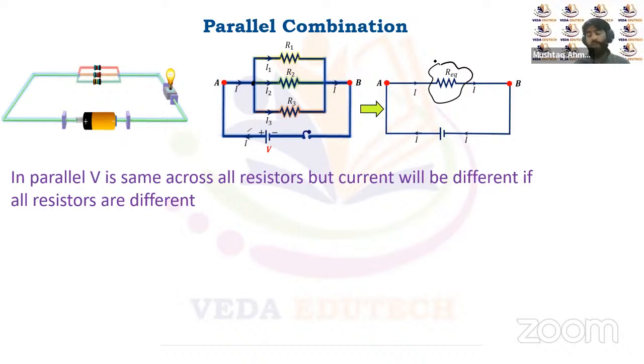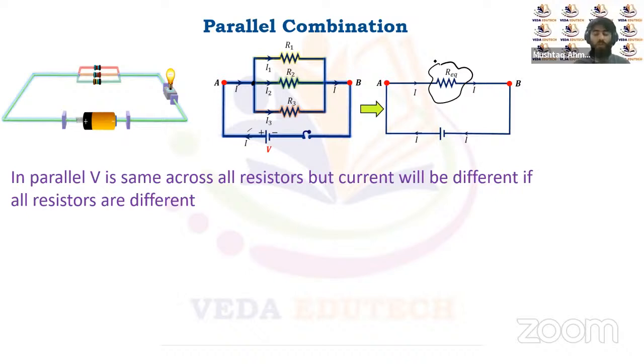So now we will try to calculate the equivalent resistance of the parallel combination. And we know that in a parallel combination, we say that the resistors are in parallel, or the combination is a parallel combination, if the potential drop across each of the resistors is the same.